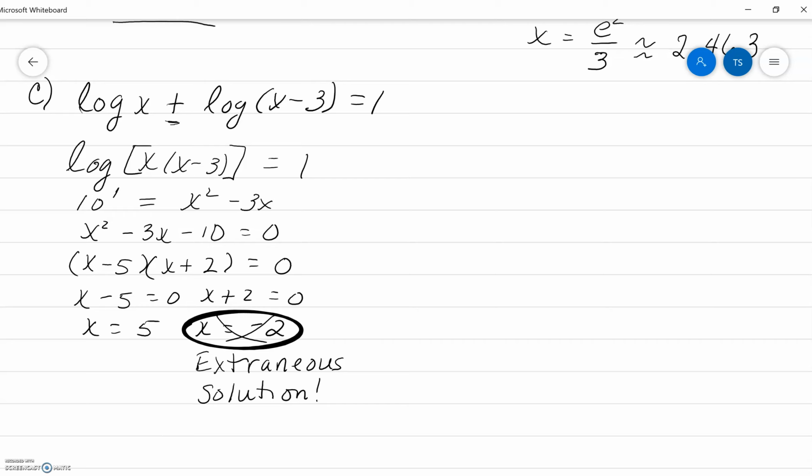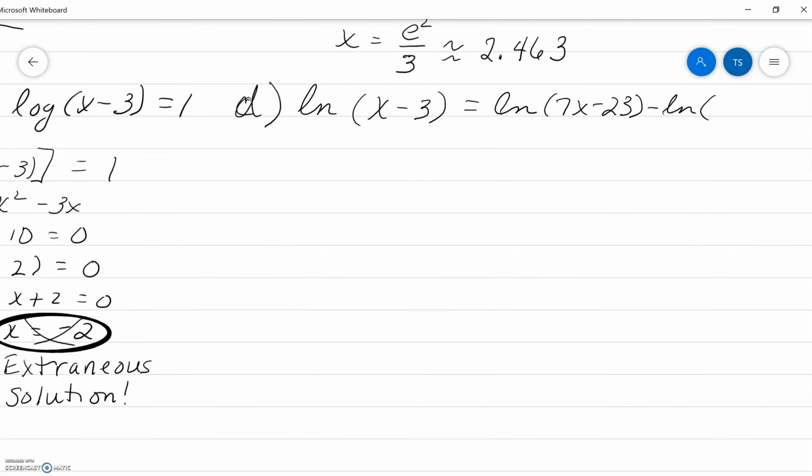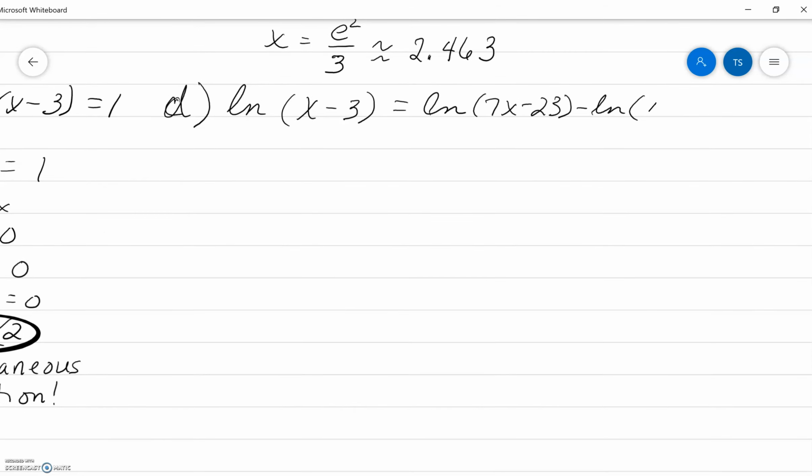Next problem. I guess it's example D. Okay, example D. This time we're going to do natural log of x minus 3 equals the natural log of 7x minus 23 minus the natural log of x plus 1. I've got logs on both sides, and this side has log twice. So I'm going to condense that one first.